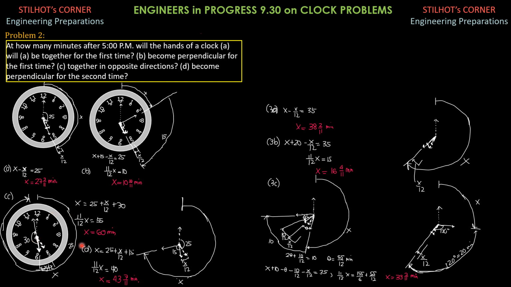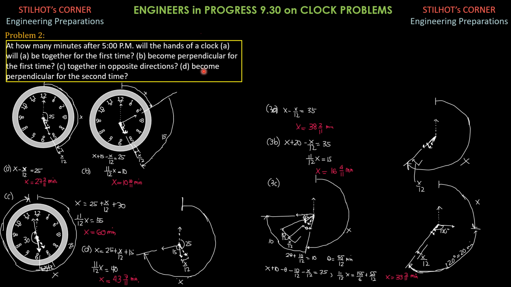So from the figure, x is equal to, from 12 to 5, 25, plus x over 12 up to here, then plus 30 minutes. So x equals 25 plus x over 12 plus 30. 11 over 12 x is 55. So x is 60 minutes. So of course, common sense, if this is 5 p.m., the next time after 1 hour, they will be opposite to each other at 6 p.m. So that's why the number of minutes where the two will be together in opposite directions should be 60 minutes.